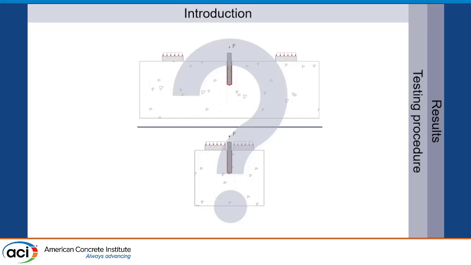The ratio between the bond strength of the unconfined test to the bond strength of the confined test gives us the coefficient alpha setup.